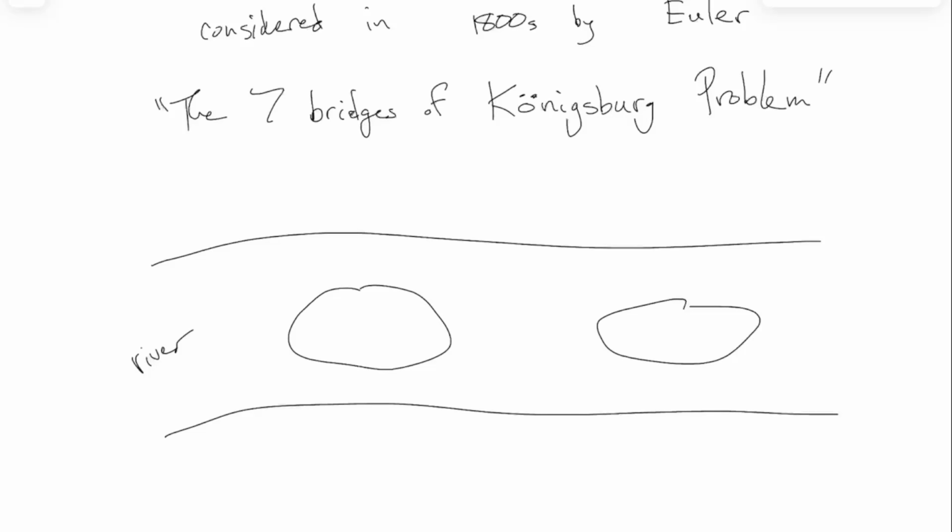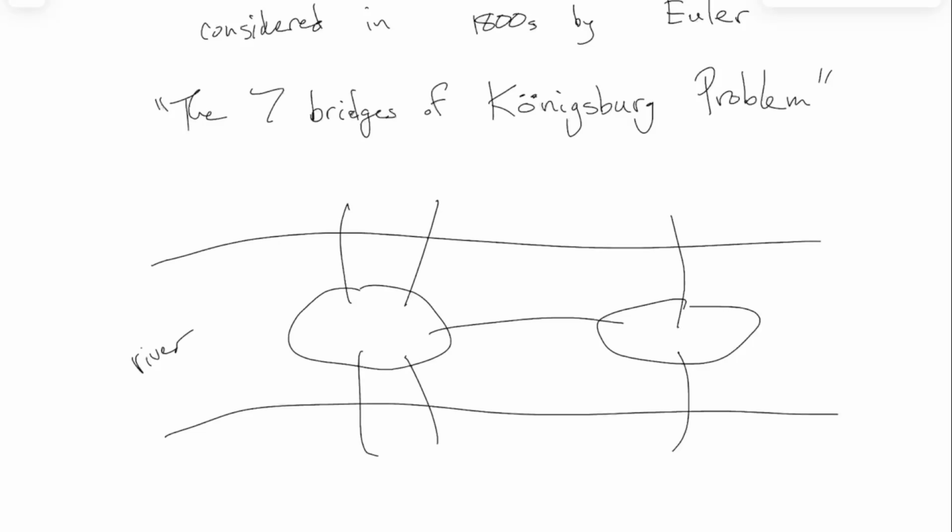And these islands had 7 bridges connecting them in various ways. And the bridges went like this. There's a bridge here. There's a bridge here. There's a bridge here and here. There's also a bridge connecting them across the middle. And the island on the left actually had 2 bridges each to the mainland on either side. All right? And there are 7 bridges. People used to talk about the 7 bridges in this city.